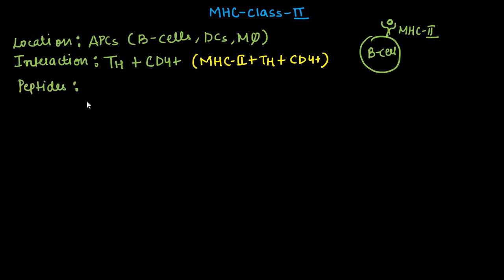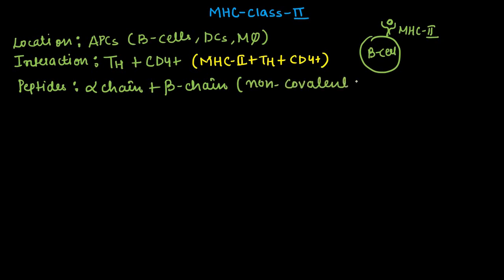Here also there will be the presence of peptides, but here there are a total of 2 polypeptides, the alpha chain and the beta chain. They interact with each other with the help of a non-covalent bond.